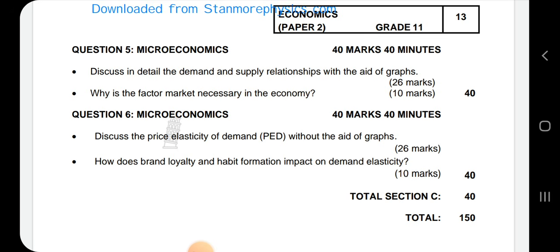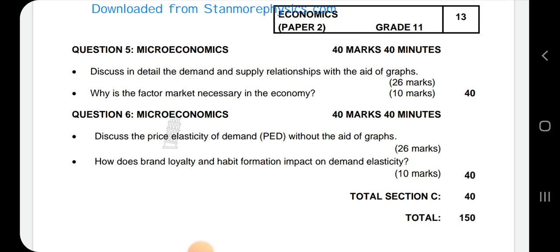When demand goes high, supply goes high, all those things. When price increases, that's how you do it, but with an illustration of a graph. And then, why is the factor market necessary in the economy? That is an additional part. Okay, it has got nothing to do with demand and supply. It's an additional part. Why is the factor market necessary in the economy?